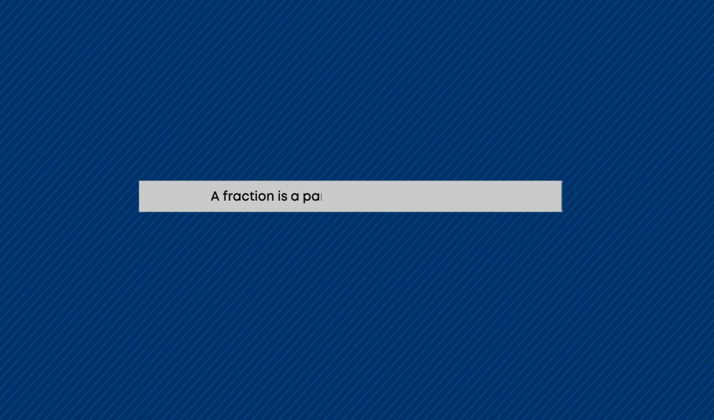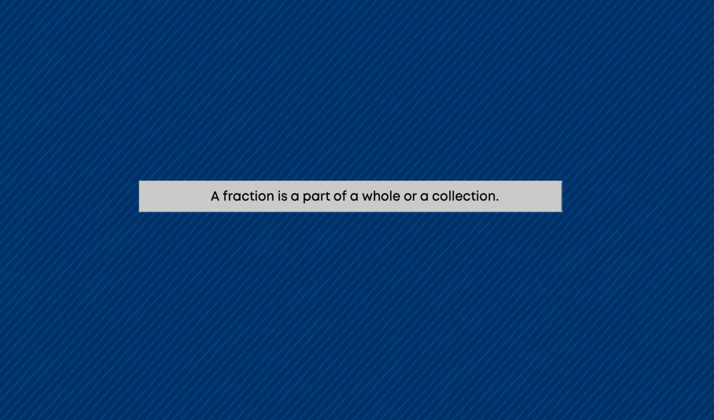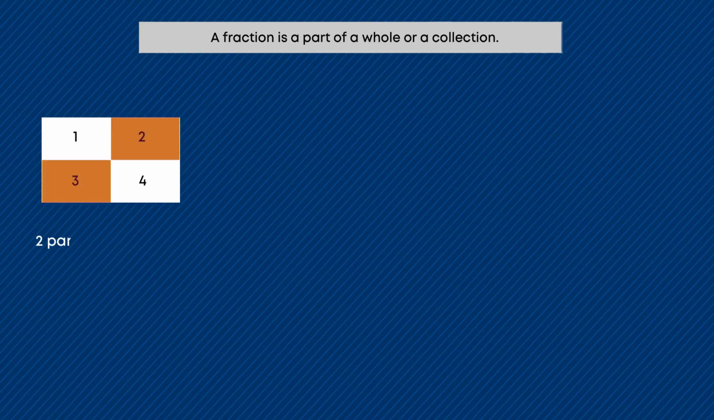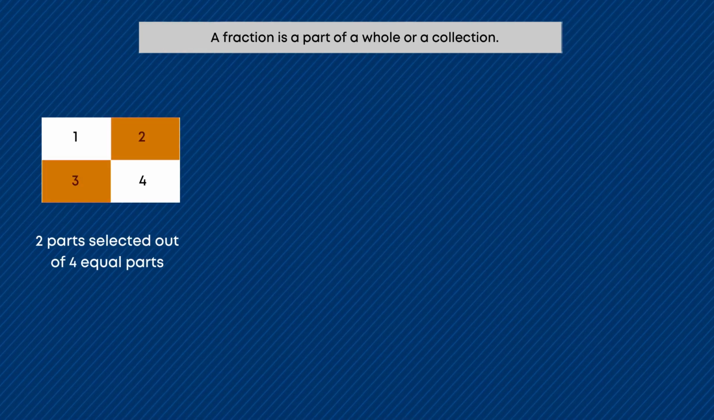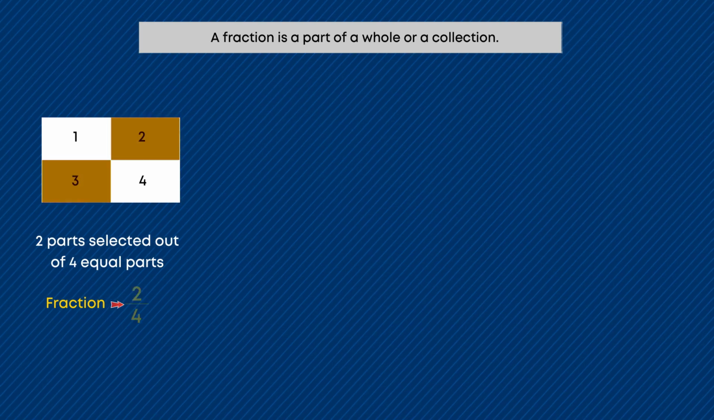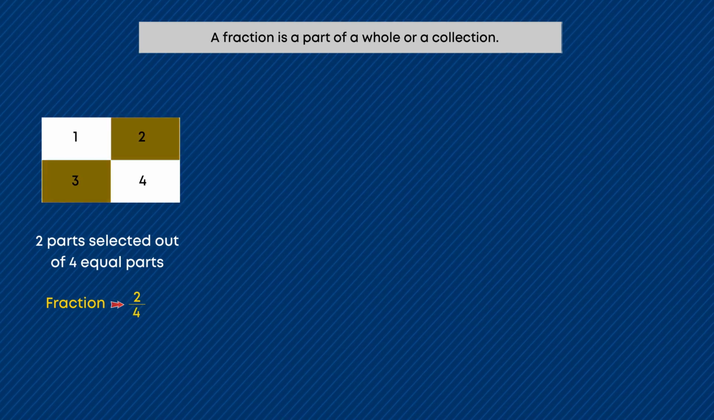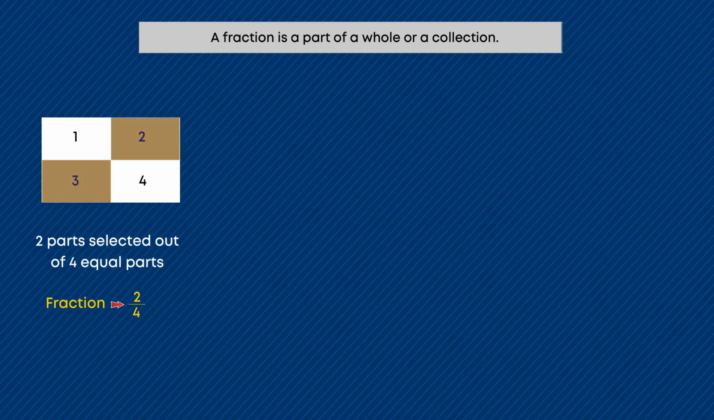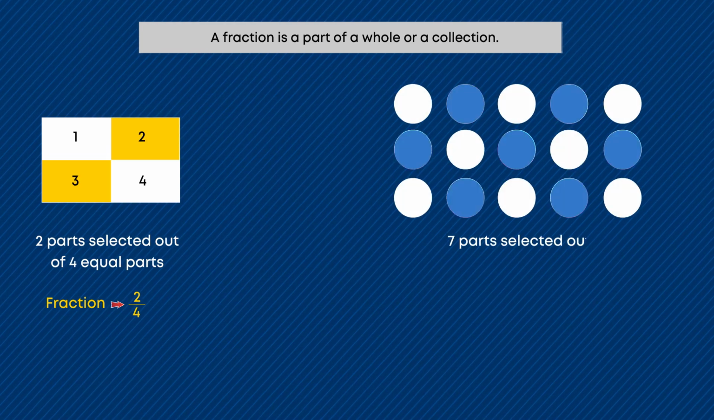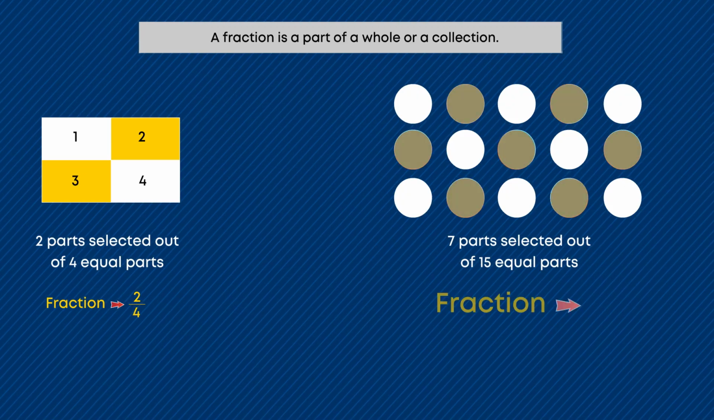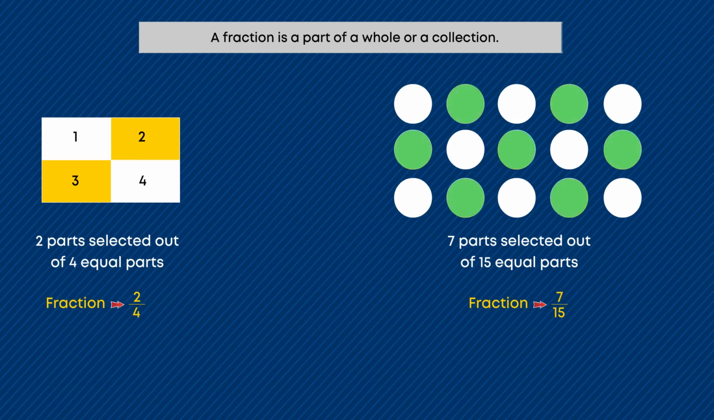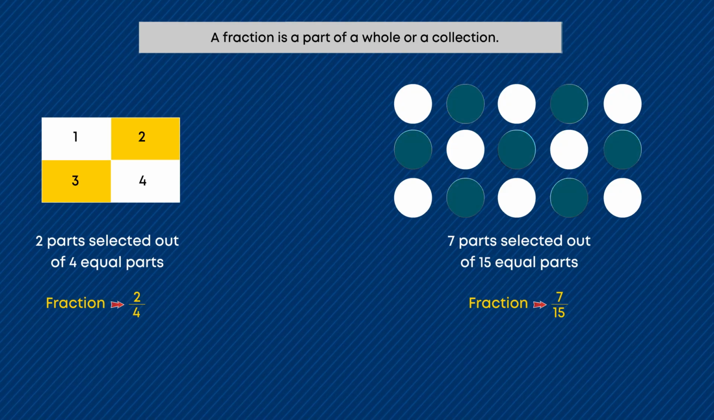A fraction is a part of a whole or a collection. Two parts selected out of four equal parts. Fraction is 2 by 4. 7 parts selected out of 15 equal parts. Fraction is 7 by 15.